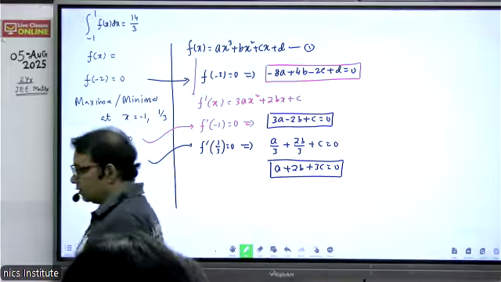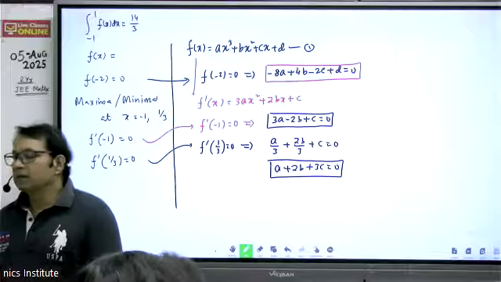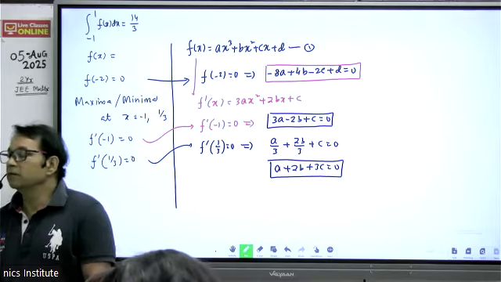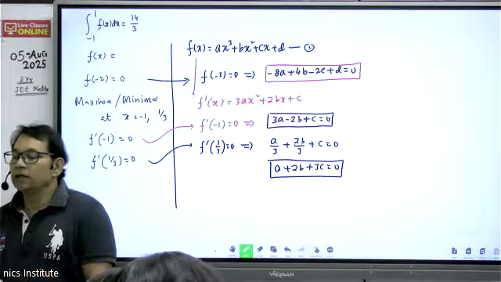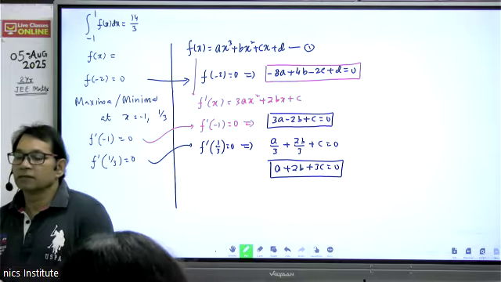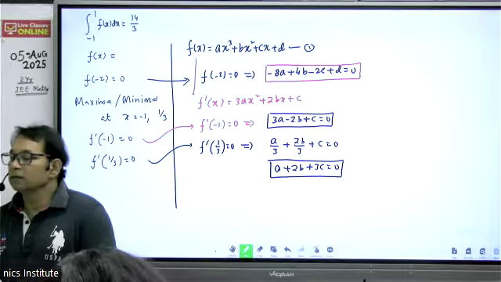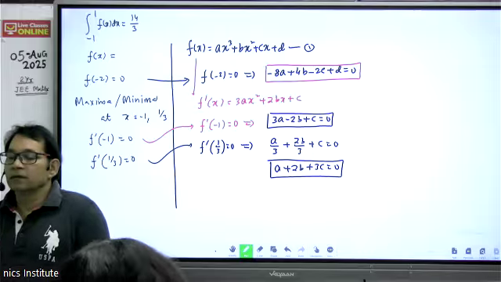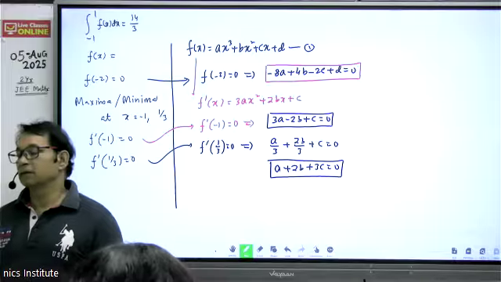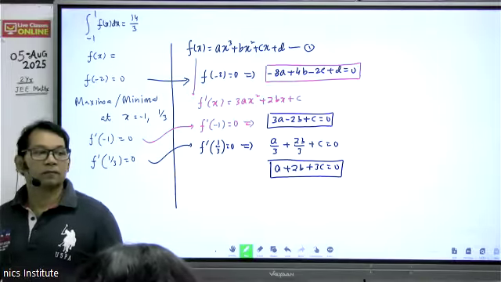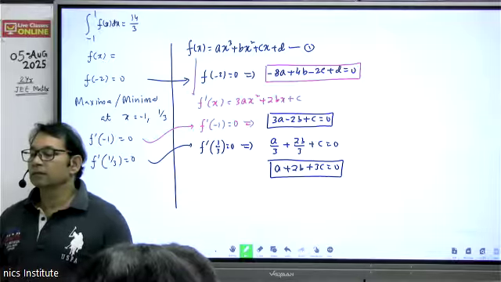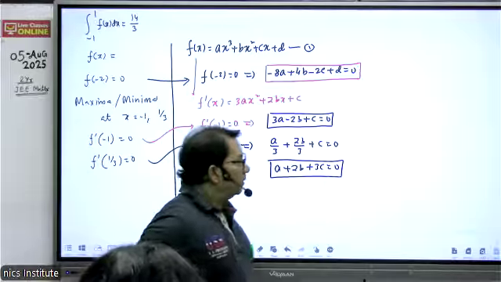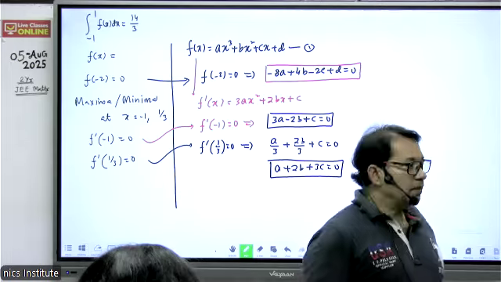Integrate, put the limits, tell me the final answer. Mehra, got it? Integration, what are you getting after integration? Limits are minus 1 to 1.